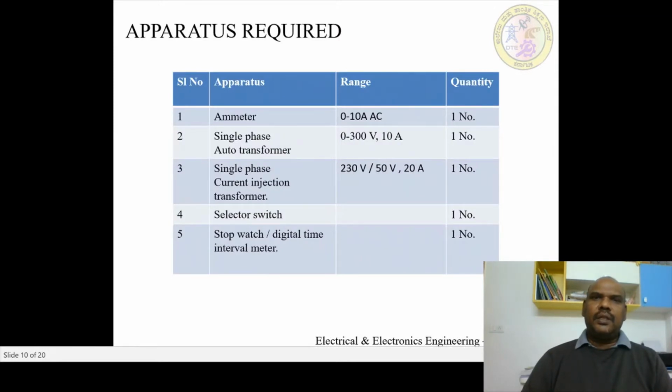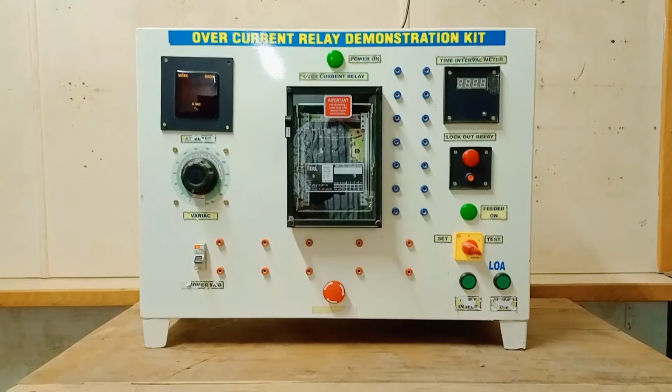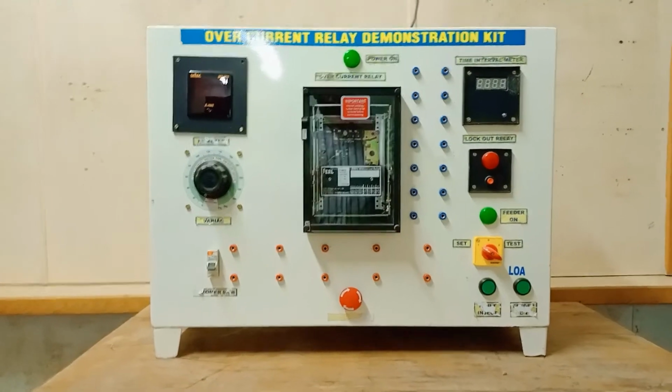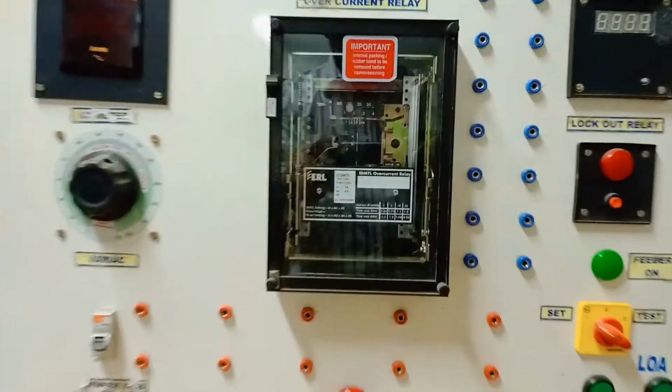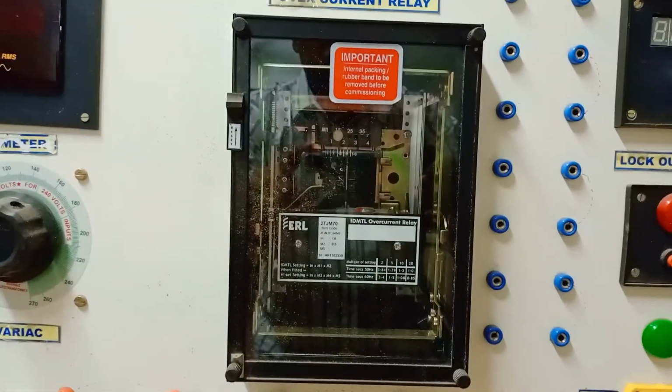These are the apparatus which I showed you in the circuit diagram. This experiment can also be conducted with the help of a trainer kit like this. Now let us see the demonstration of this experiment. This is the electromechanical overcurrent relay demonstration kit. This is the relay which we are going to test now.